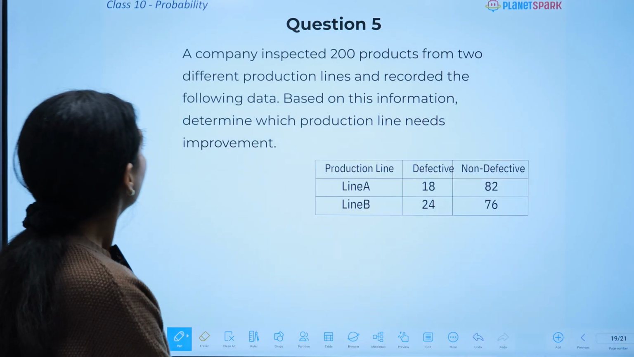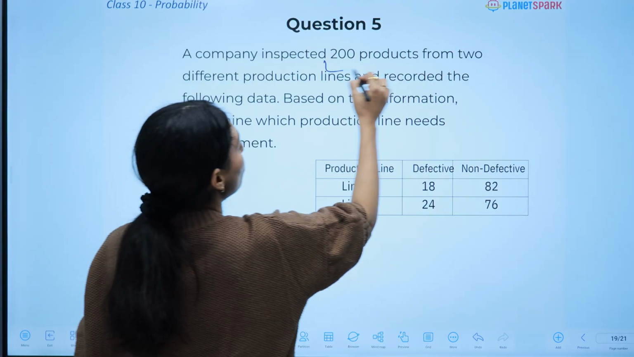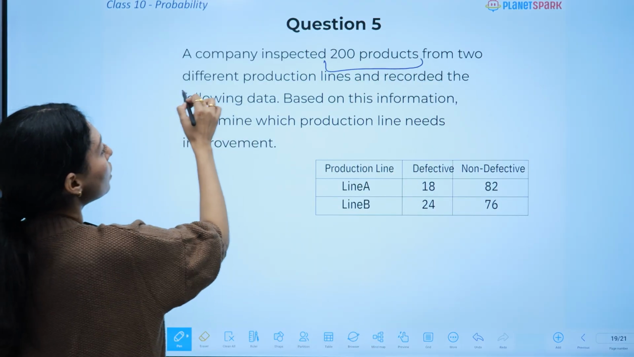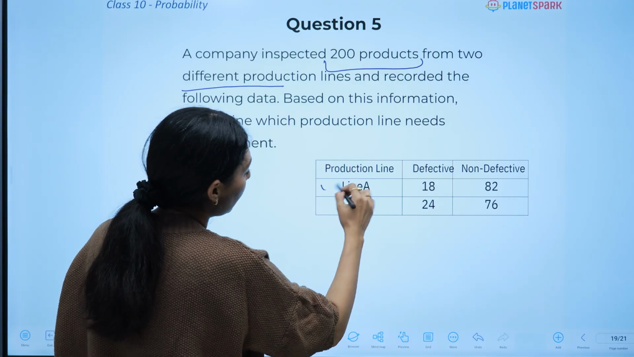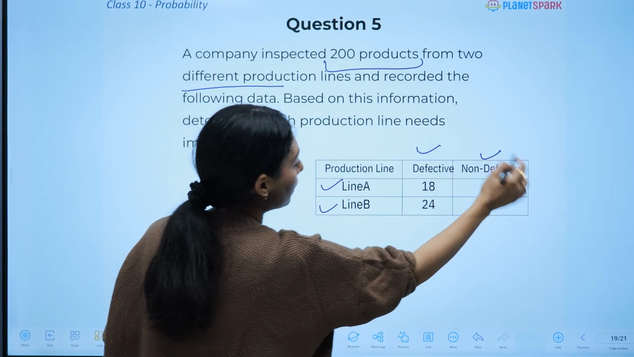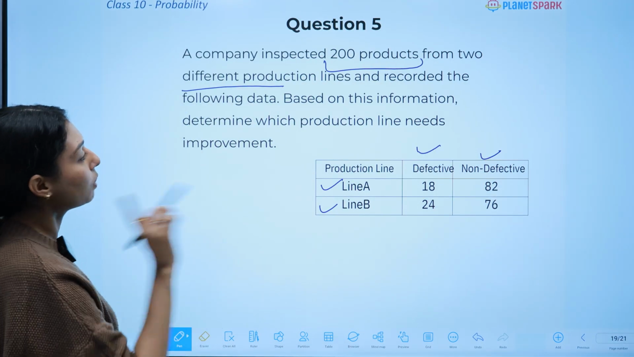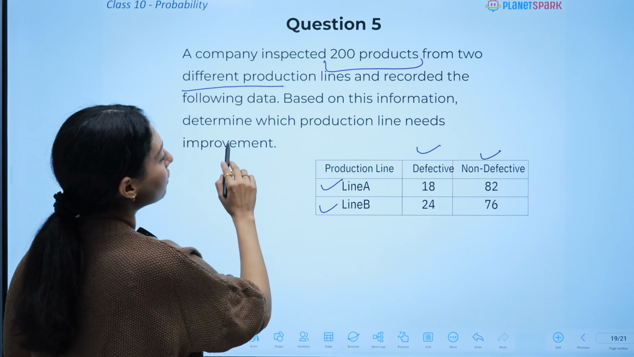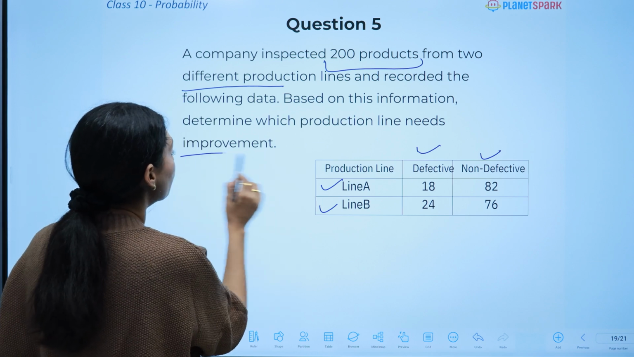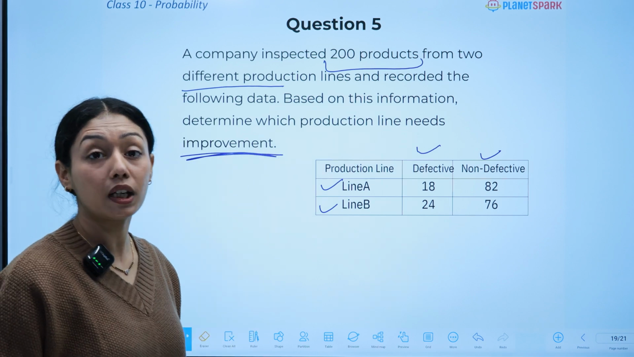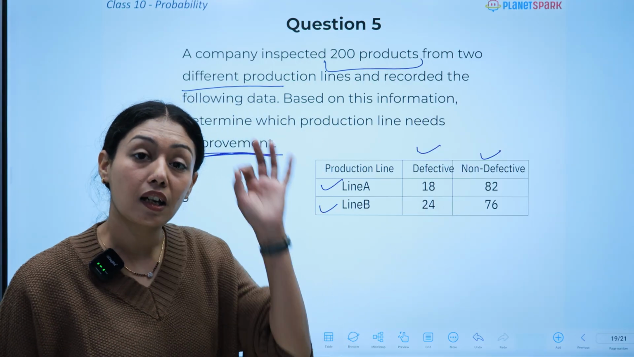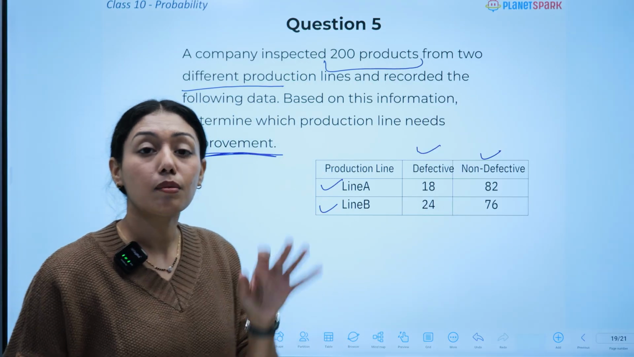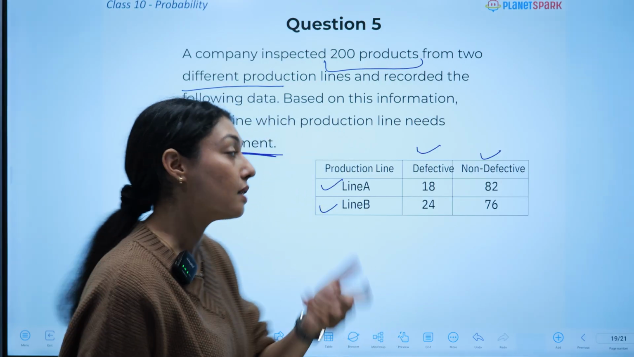Next question. A company inspects 200 products from 2 different production lines and records the following data. Okay, so production line A, production line B, defective and non-defective items हमें given है. Table is there. Based on this information, determine which production line needs improvement. कहाँ पे improvement की ज़रूरत है? That means कहाँ पे we have the probability that defective item निकलेंगे. Defective item आने की probability ज़्यादा है.